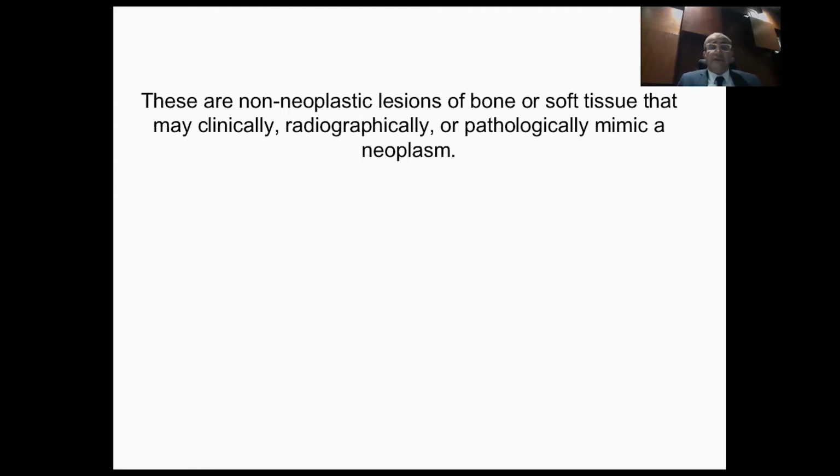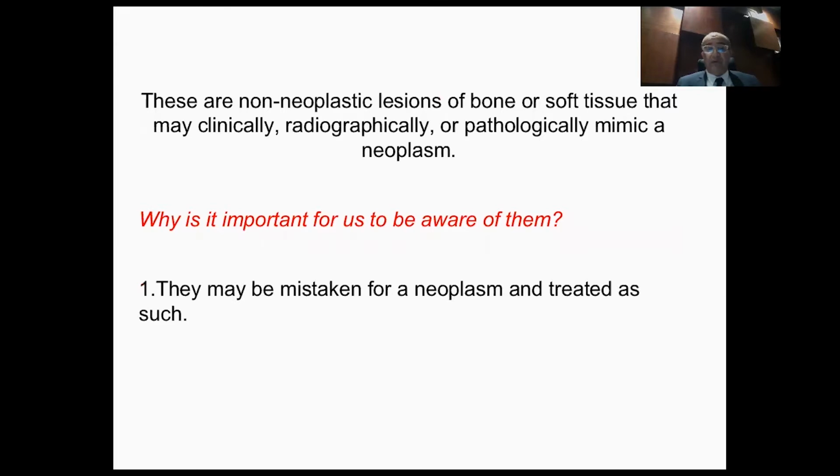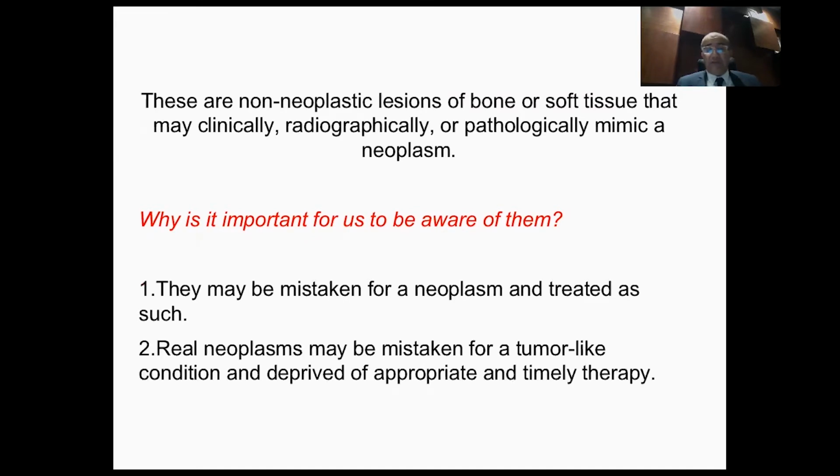The definition is as follows. They are non-neoplastic lesions of bone and soft tissues that may clinically, radiographically, or pathologically mimic a neoplasm. Why is it important for us to be aware of them? For two reasons. They could be mistaken for a neoplasm and treated as a tumor, or vice versa. A real neoplasm may be mistaken for a tumor-like condition and deprived of the appropriate and timely therapy.